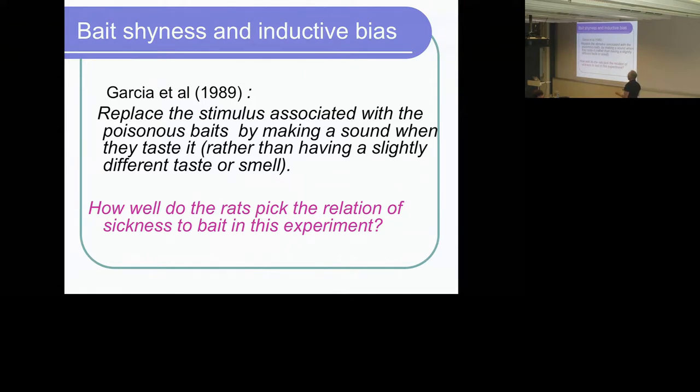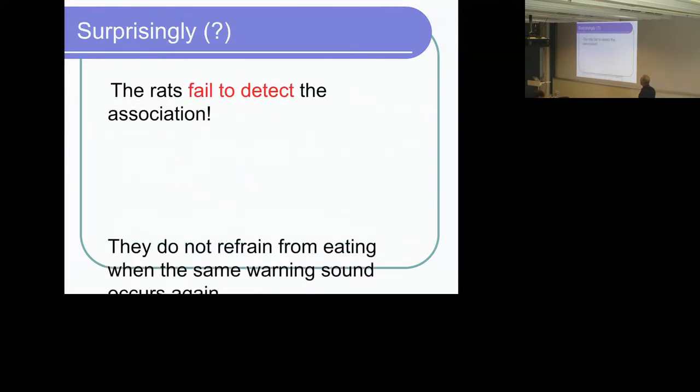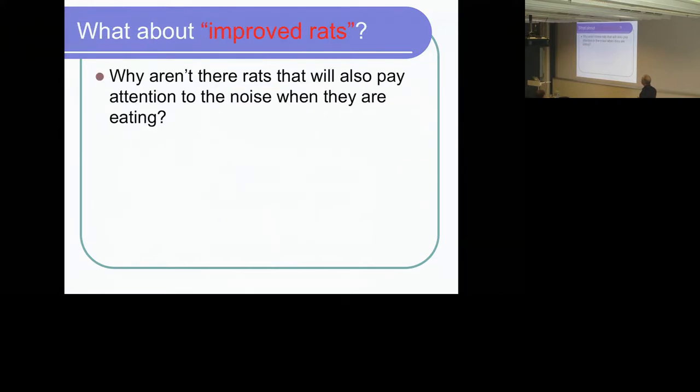Somehow they are geared to know in advance that the taste, smell and look of the food may be related to whether it's poisonous or not, but a flash of light does not usually, in nature, indicate that food is not good. So the rats fail to detect it, and do not refrain from eating the poisonous food. So what about improved rats? Why not help nature a little and design improved rats that are also sensitive to sound, electric shock and flash of light? They're already sensitive to smell. What will happen if we imagine for a second that we have improved rats that pay attention to many, many other things? Yes.